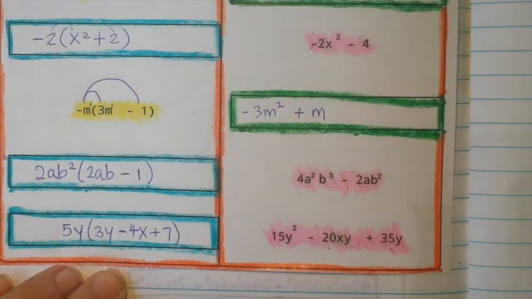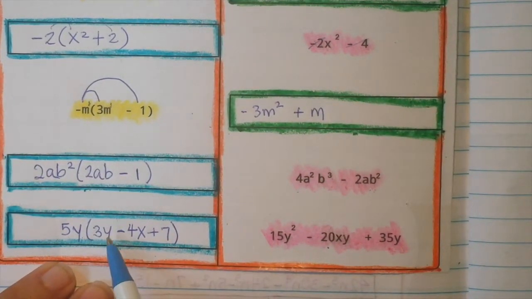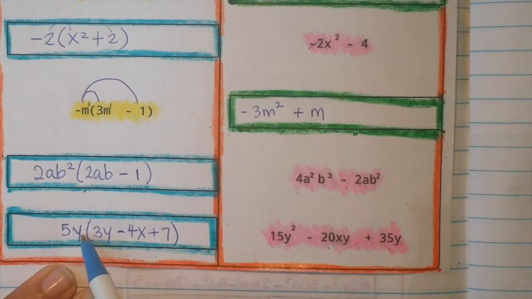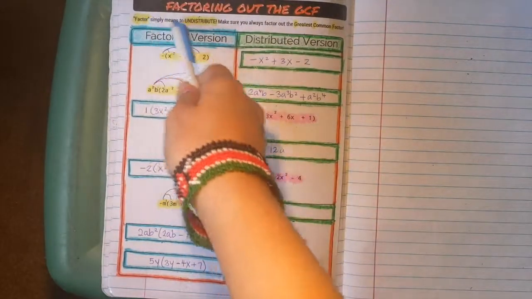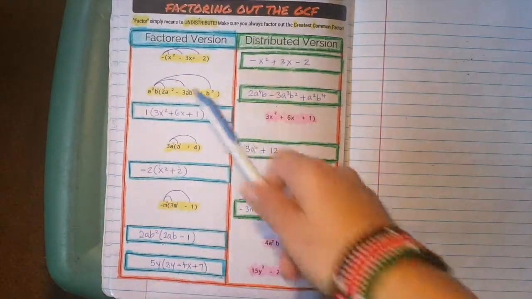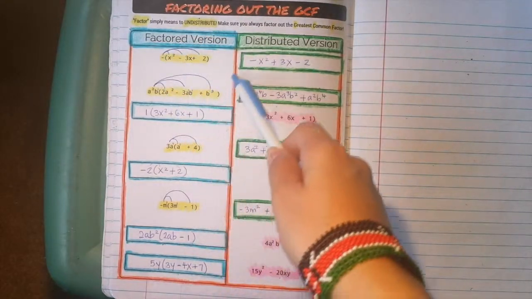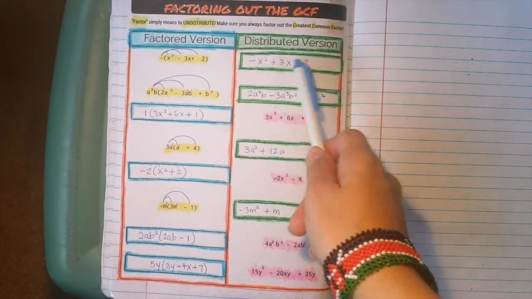And again, if you open the parentheses, you'll see that you get 15y squared minus 20xy plus 35y. And that's it. So factoring is simply getting out of the house. Distributing is getting into the house. Okay, so factor only means it's undistributed. Here's the factored version. This is the distributed version. That's it.